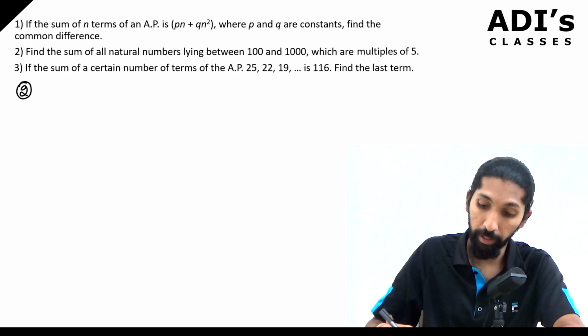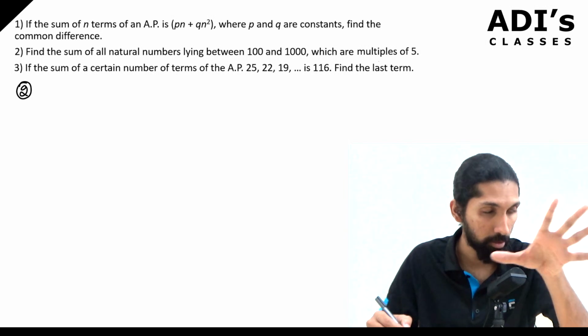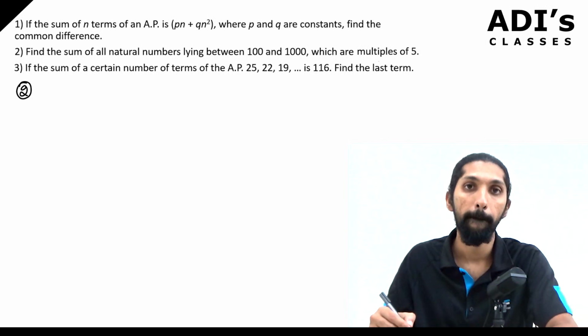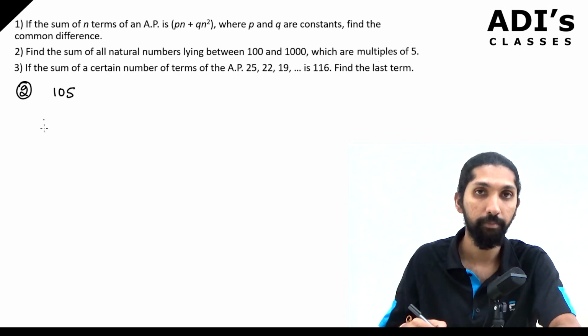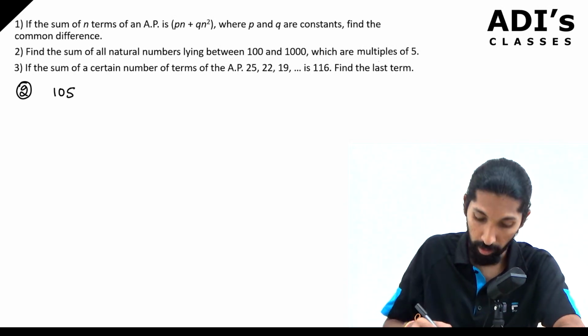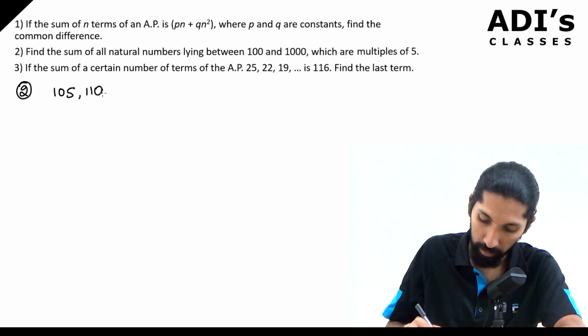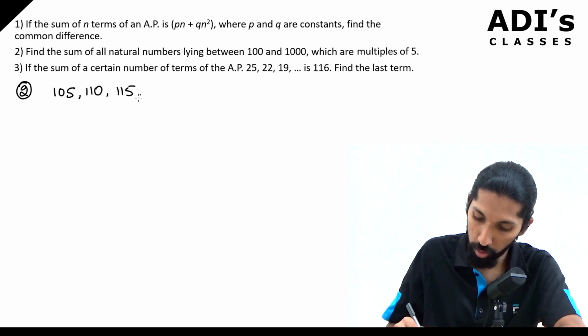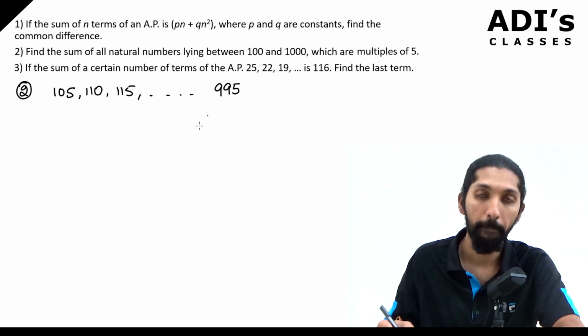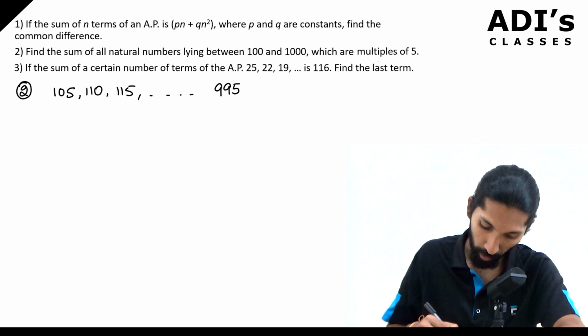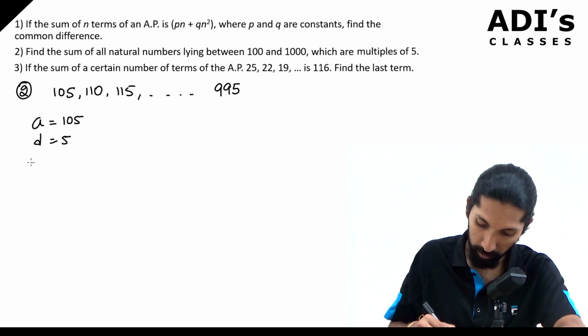First thing, between 100 and 1000, so 100 and 1000 are not included. That means my first number will be 105, correct? Multiple of 5. Next, 110, 115, so on and so forth till 995. Right? Now, A value is 105, D value is 5. The last term is 995.